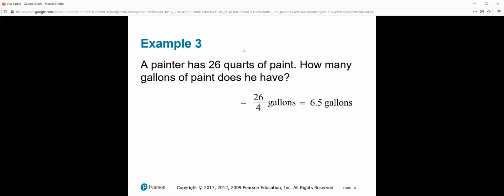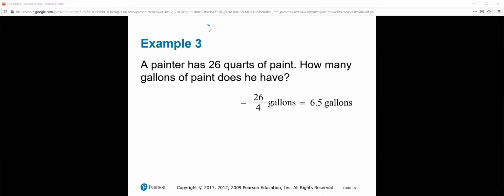Example 3. A painter has 26 quarts of paint. How many gallons of paint does he have? Okay. I don't know that off the top of my head, but I can figure it out by conversion. So the skeleton of the question says I'm given 26 quarts, and I want to know gallons. That's the very basis of the question. Quarts and gallons are not the same unit, so I need at least one conversion, maybe more.